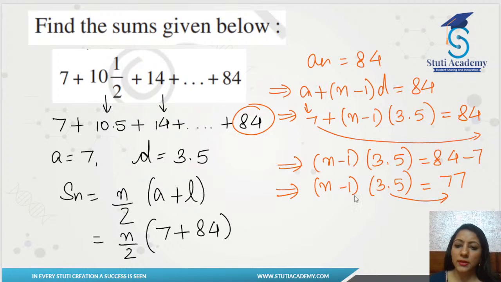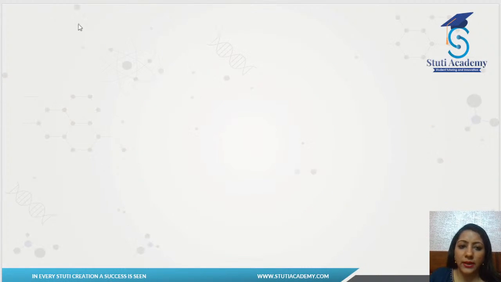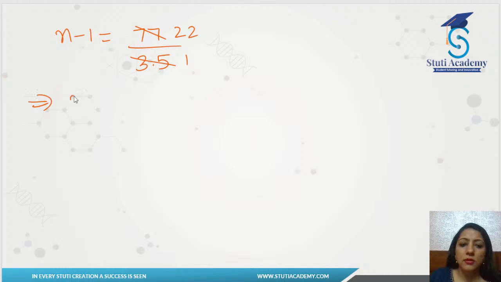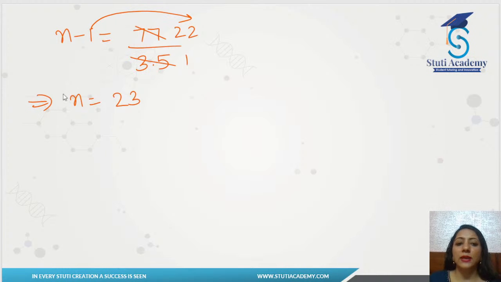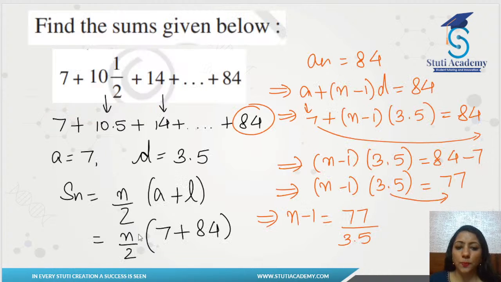So this will go in the denominator and we will get n minus 1 is equal to 77 upon 3.5. If we cancel this out, we are going to get 22. So we have n as 23. How did we get this 23? 1 will go on the other side and will become plus 1. So n is 23.